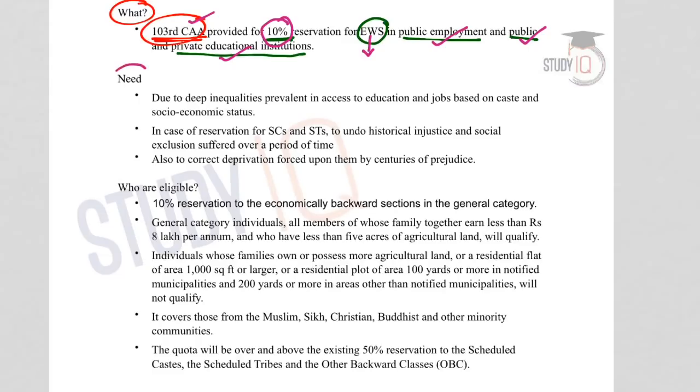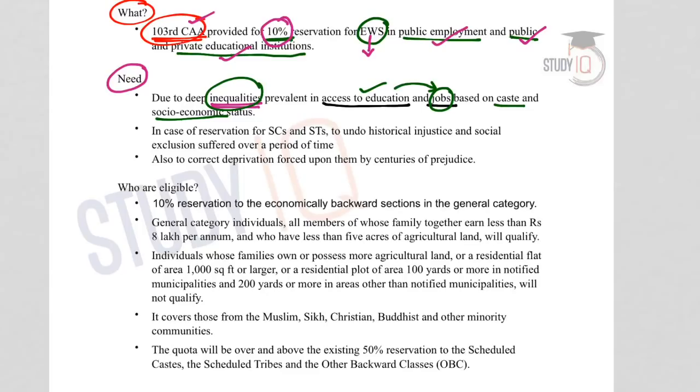Now coming to the need for such a Constitutional Amendment Act. The first reason is the inequalities prevalent in Indian society. We know that the inequality gap is very wide in India, in access to education, access to jobs, etc. There is inequality based on caste and also socio-economic status. Those who are rich or economically well off have better access to education, and when they have better access to education, they also have better access to jobs because of the exposure they have gained from their education.